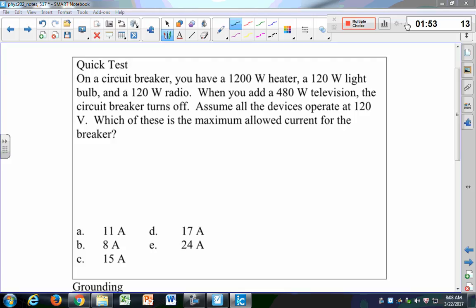All right, let's do about 10 more seconds. We'll stop at 2:05. All right, doing very well. 2:05.